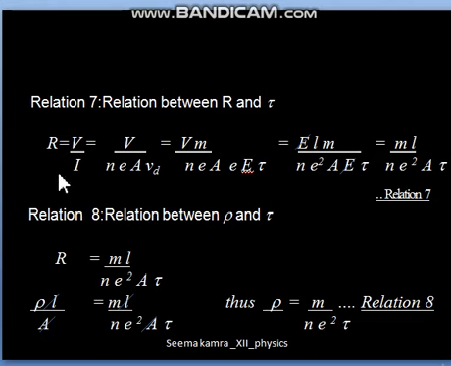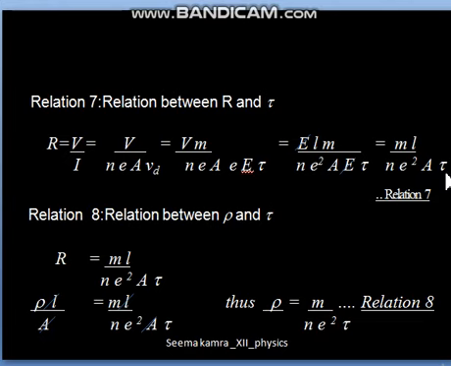We can repeat these steps. R formula is V by I. Now our target is that we get this current either in terms of electric field or in terms of voltage, so that it gets cancelled from the numerator. So n A e v_d is the I formula, then v_d means drift velocity, e E tau by m, and finally voltage V and E, we have to bring in similar terms. Voltage is E L, this way E is cancelled, and we are left with m l upon n e square A tau.